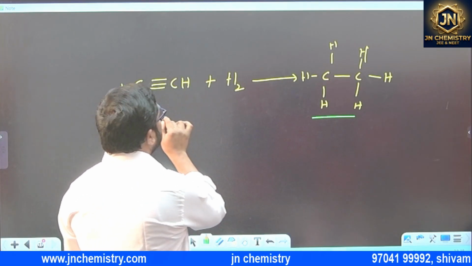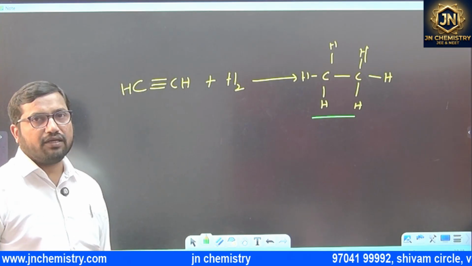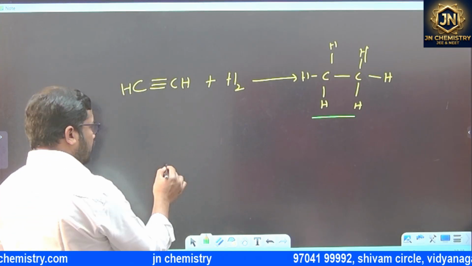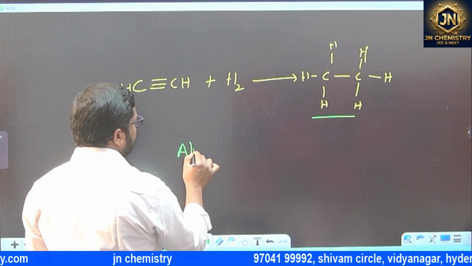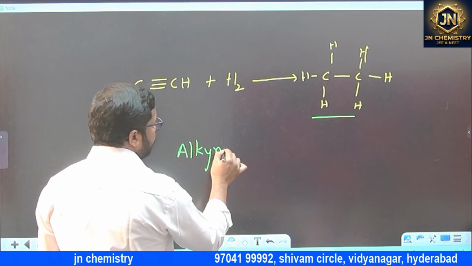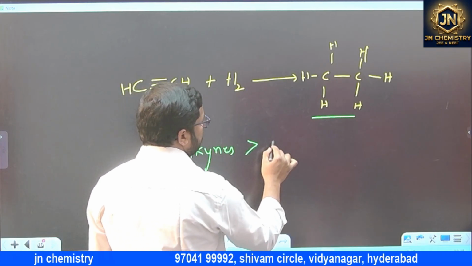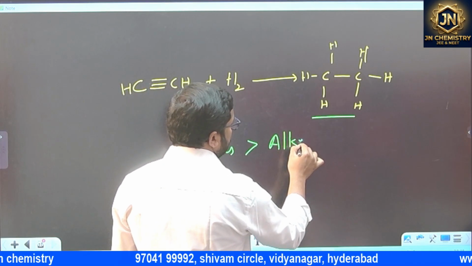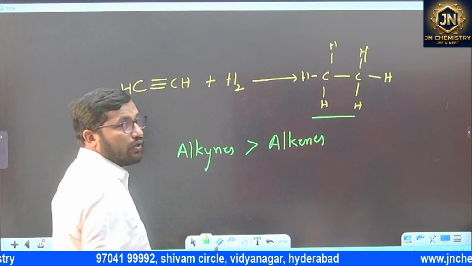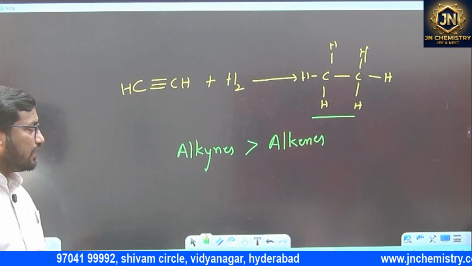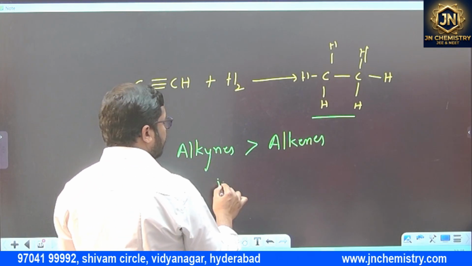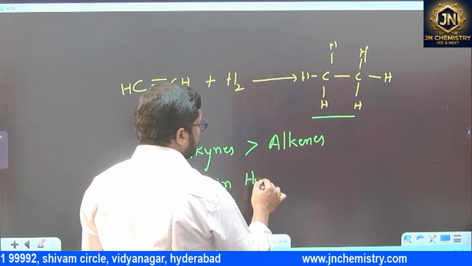From alkynes also we can convert into alkenes. So between alkenes and alkynes in hydrogenation, alkynes are more reactive than alkenes. Very important point: alkynes are more reactive than alkenes in hydrogenation.